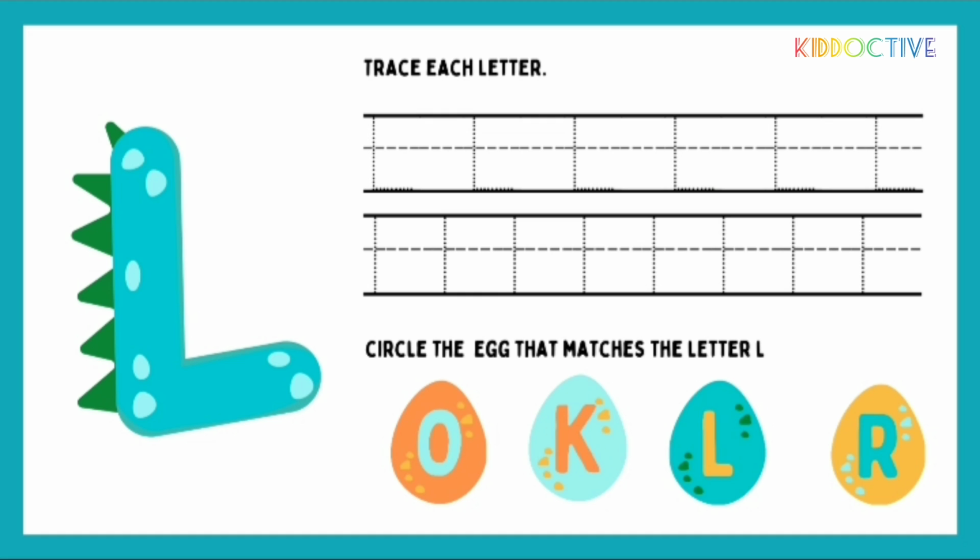Now comes letter L. Letter L we are going to write like standing line, one sleeping line. Okay. Now comes small letter L. Like this. Only one standing line. Okay. Now comes circle the egg that matches the letter L. Where is letter L? This one is the letter L.